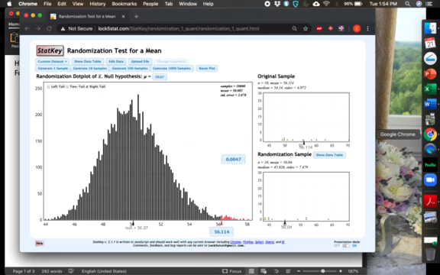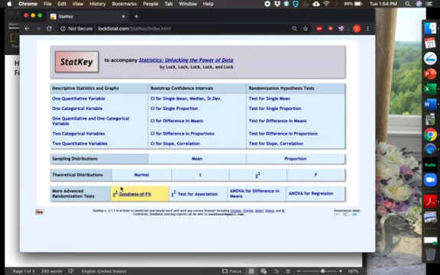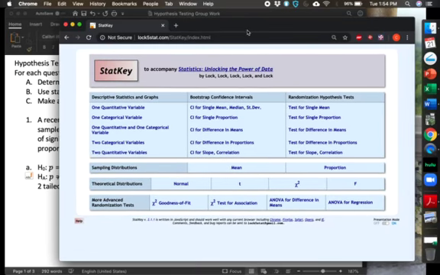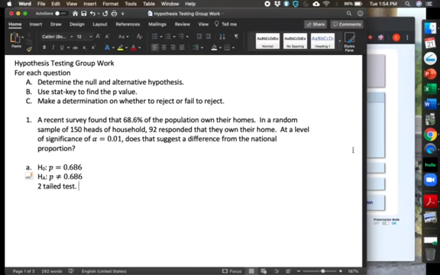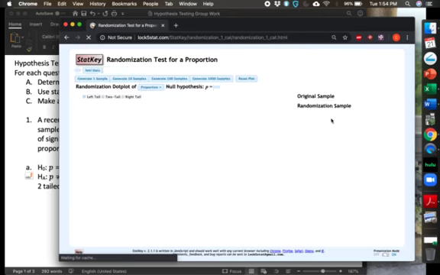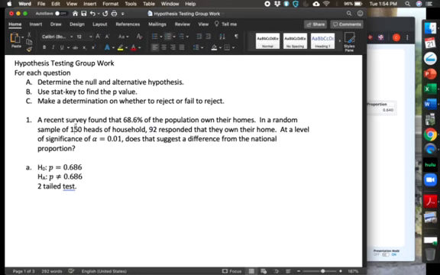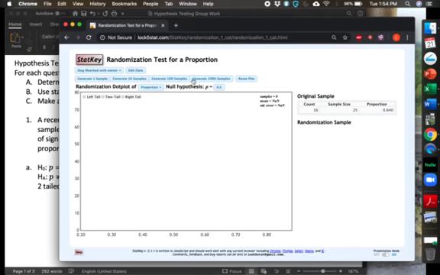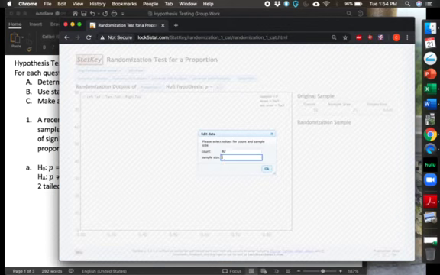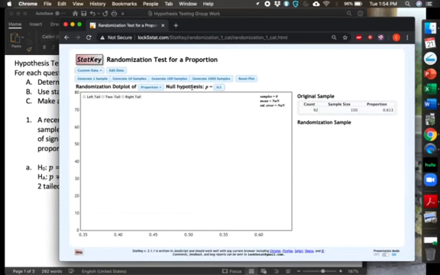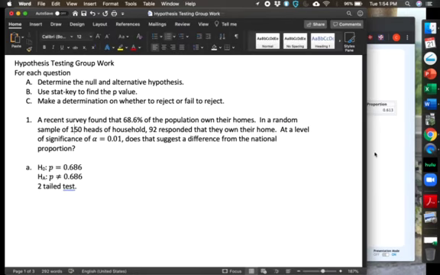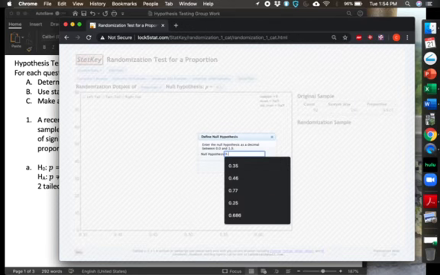So into StatKey. We're going to start with a fresh page. We're doing a randomization test and we're dealing with a population proportion. Randomization test for a single proportion. The first thing we have to do is insert our data. Our data told us that 92 out of 150 own their own home. So my data here will be 92 out of 150. Next, I need to edit the null hypothesis. This is always set at 0.5. Our null hypothesis was 686 thousandths.